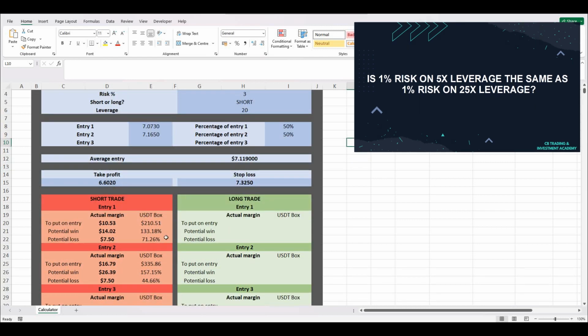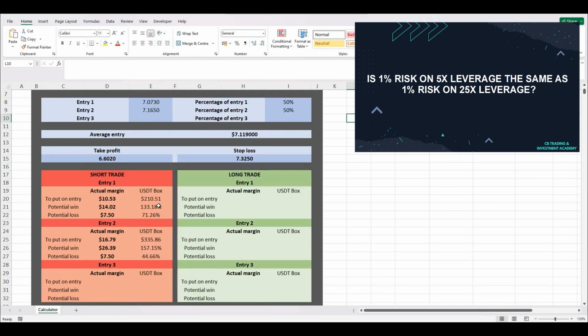As you look at the box here, you can see that if my stop loss hits on this trade for my first entry, it would mean I have a loss of 70% of my margin. And when take profit hits, it means I'm taking 133% of my margin.